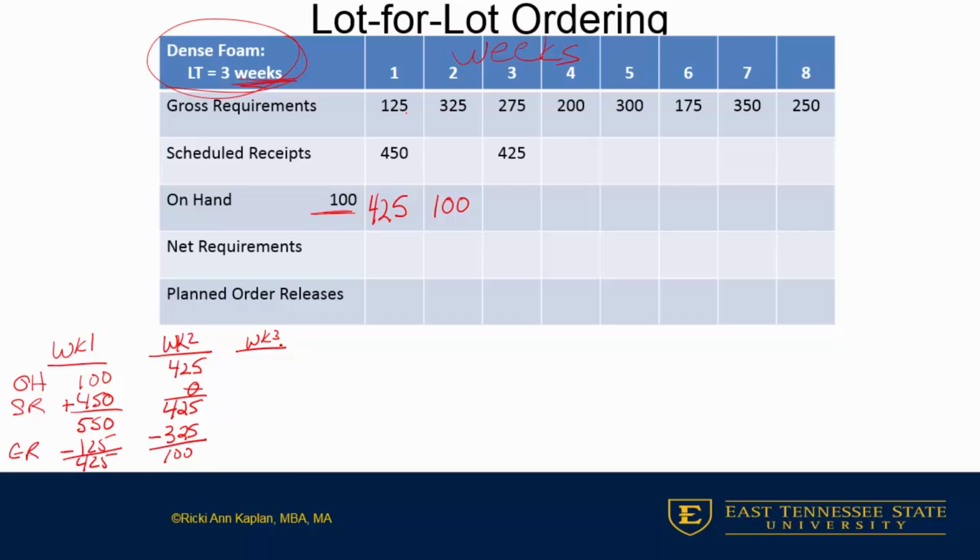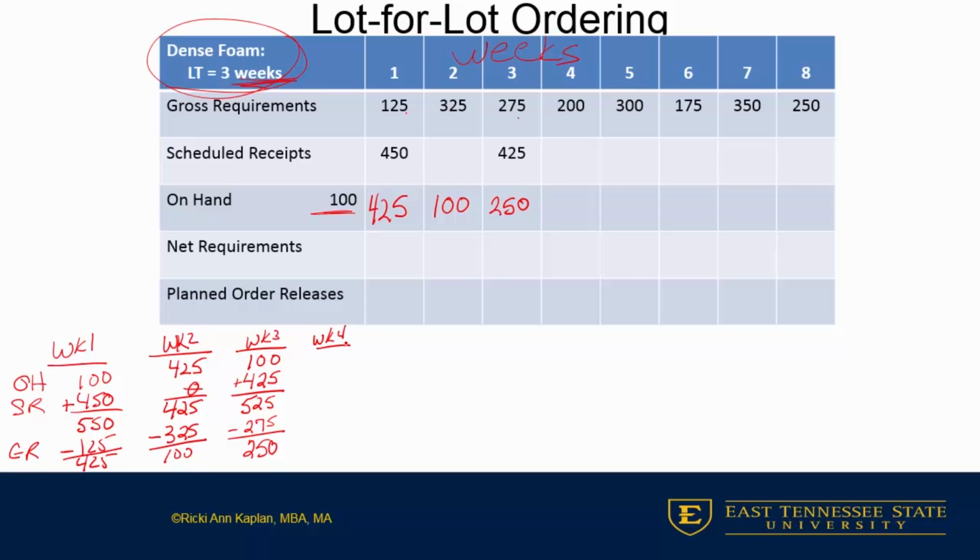Moving on to week 3. On hand was 100 units. I'm going to add in a scheduled receipt of 425 units, which gives me 525 units that I'm able to use. How many do I plan on using? 275. My gross requirements need to be subtracted out. And if I do the math right, I should have 250 units at the end of week 3. Where does it go? The on hand. So 250 units at the end of week 3.